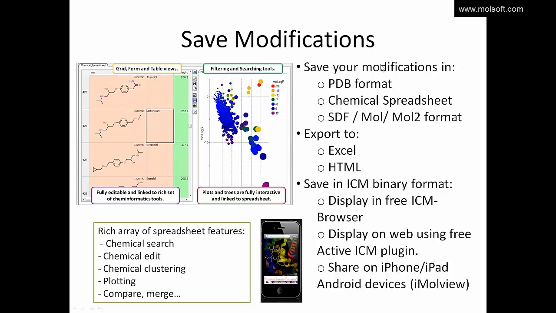So if you're a computational chemist and you want to share your designs with the chemist in the lab, you can just save your environment, and then email that to them, and they'll be able to open it in the free browser or on their iPad.